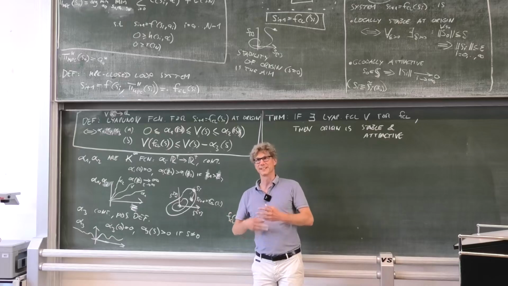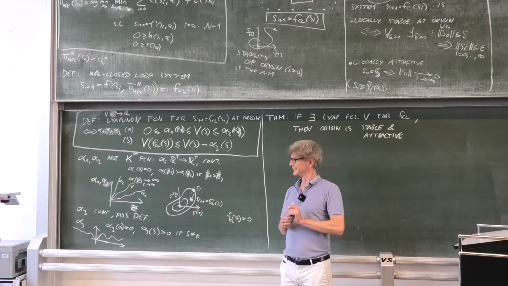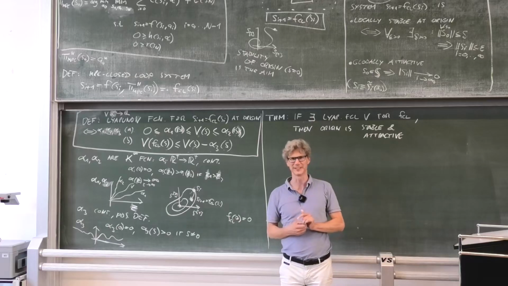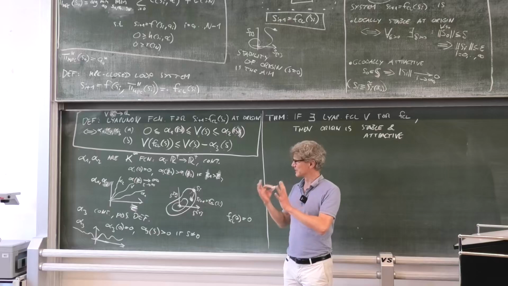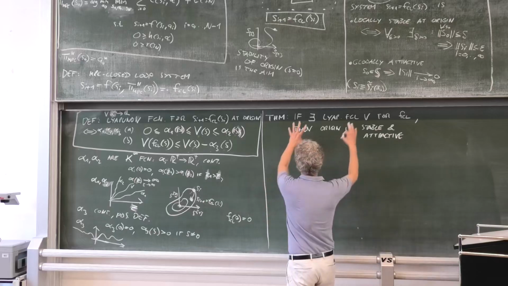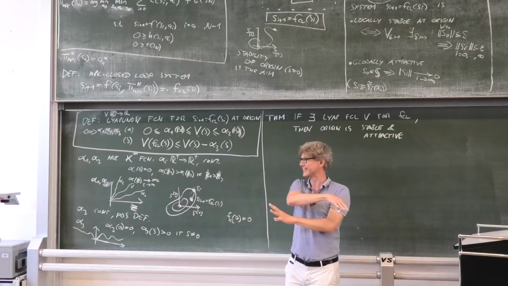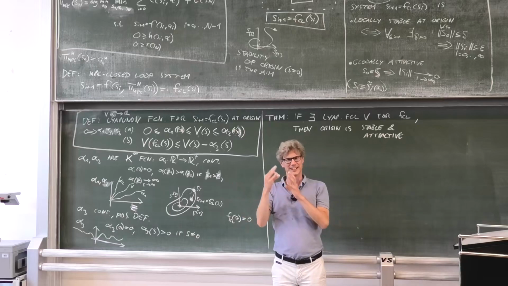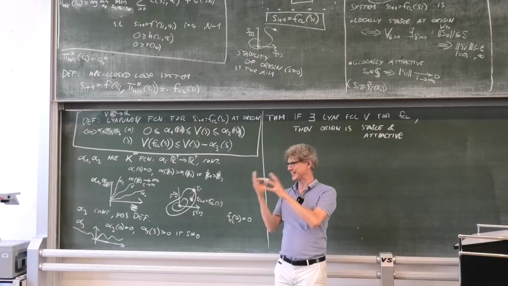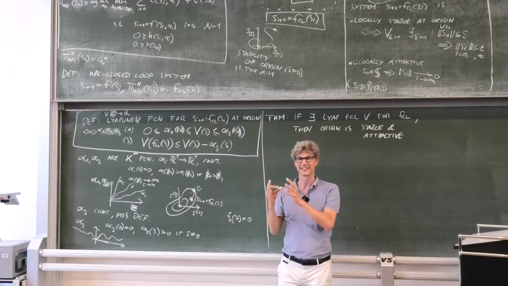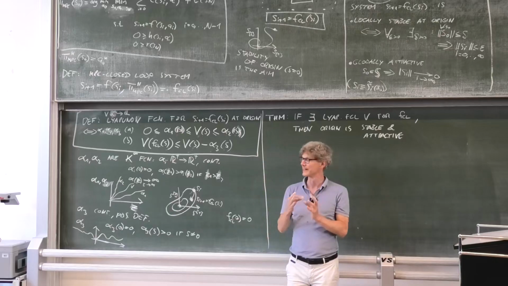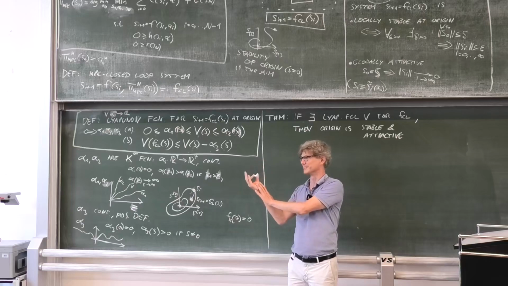What happens if this origin is not stable and attractive? That's a very good point. So let's say this theorem says if there exists a Lyapunov function, then the origin is stable and attractive. Conversely, when the origin isn't stable and attractive, then there exists no Lyapunov function. That's as simple as that.